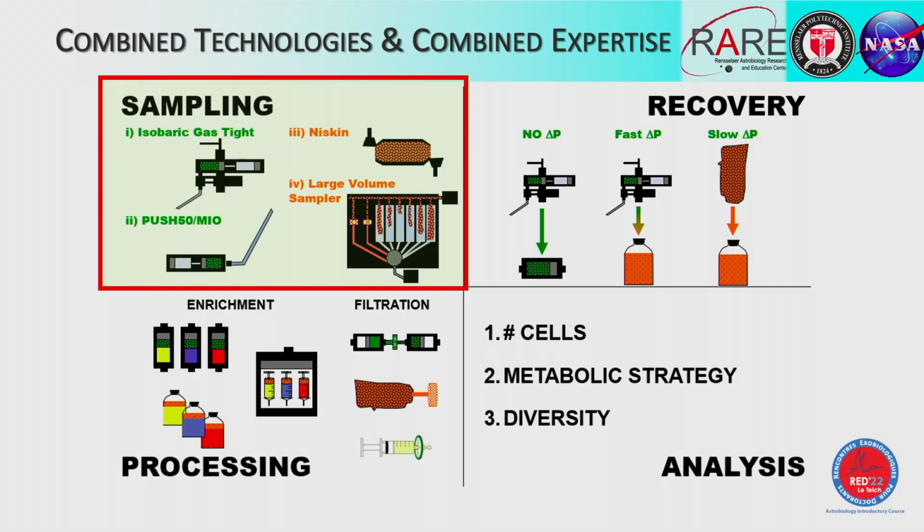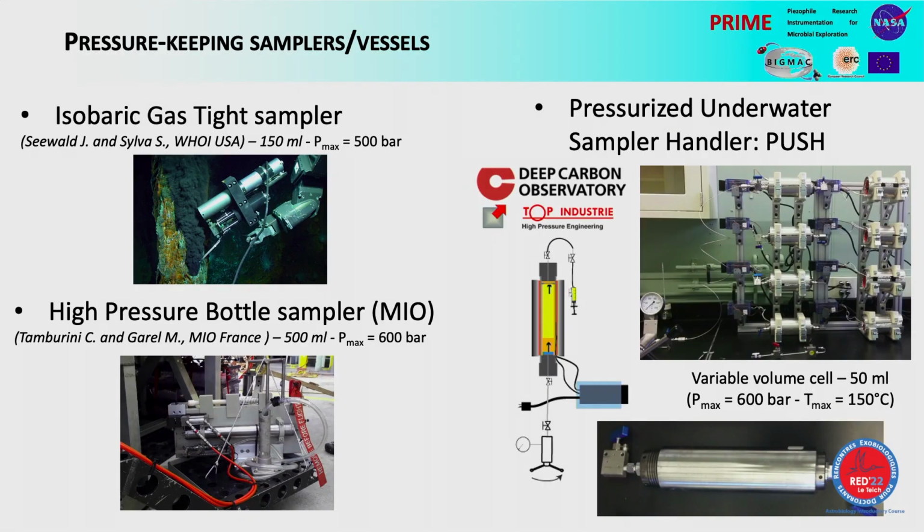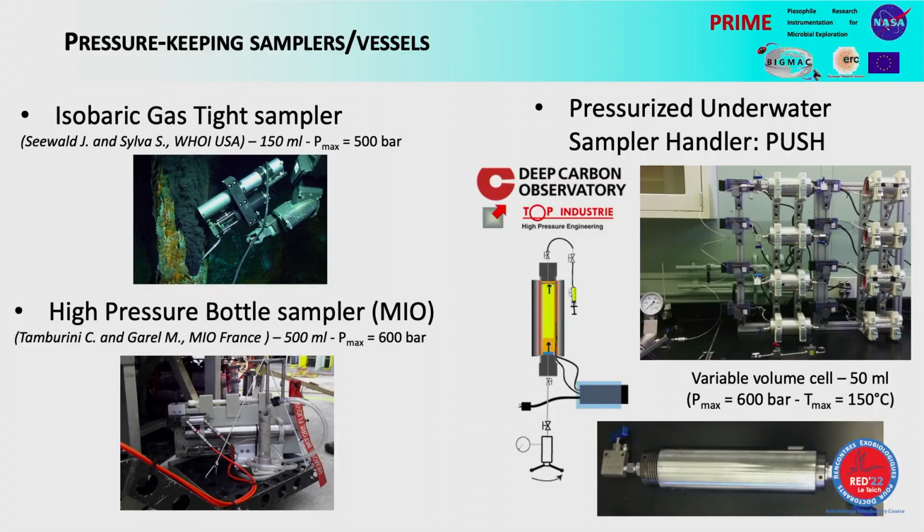So let's start with the sampling. We used different pressure keeping samplers. So the IGT I was talking about, but also the high pressure MIO sampler. We had both US and French equipment. And those variable volume cells, which are able to sample really tiny volumes, we use them as pressure incubation systems.